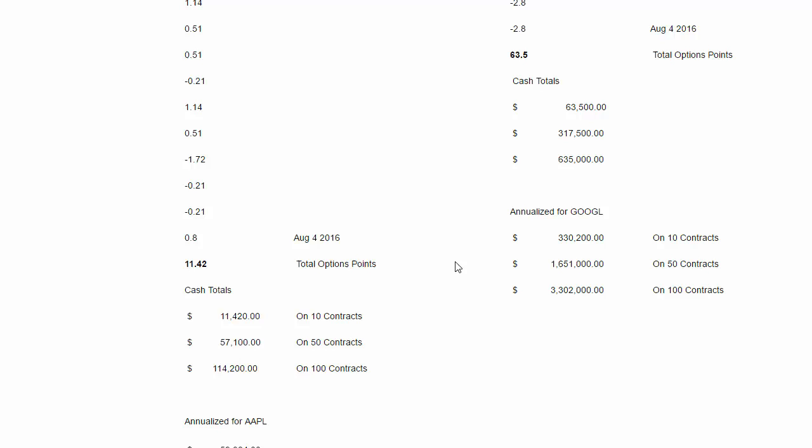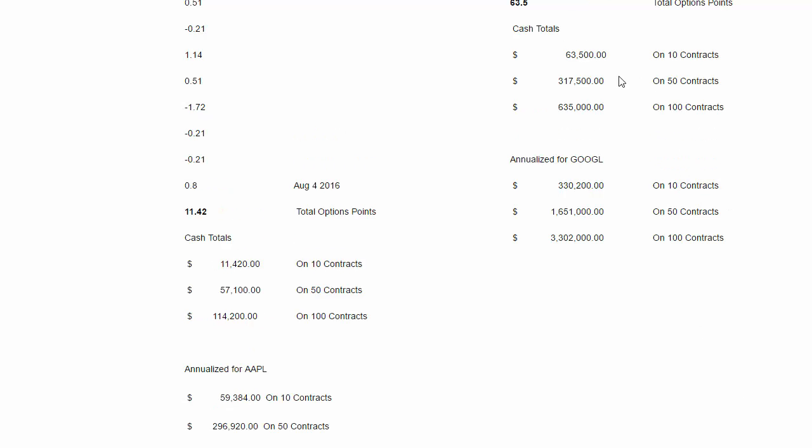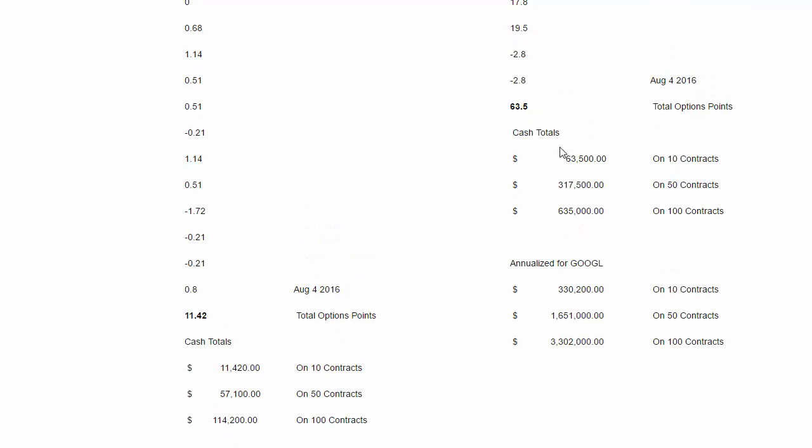Better yet, I took advantage of the pause button and I just fixed this for annualization. So now we have here cash totals. Okay, 63 points times 10 contracts. All right, so change that again. So 63, 5, 10 contracts, 317,000 on 50, 635,000. Now these are different numbers, aren't they?